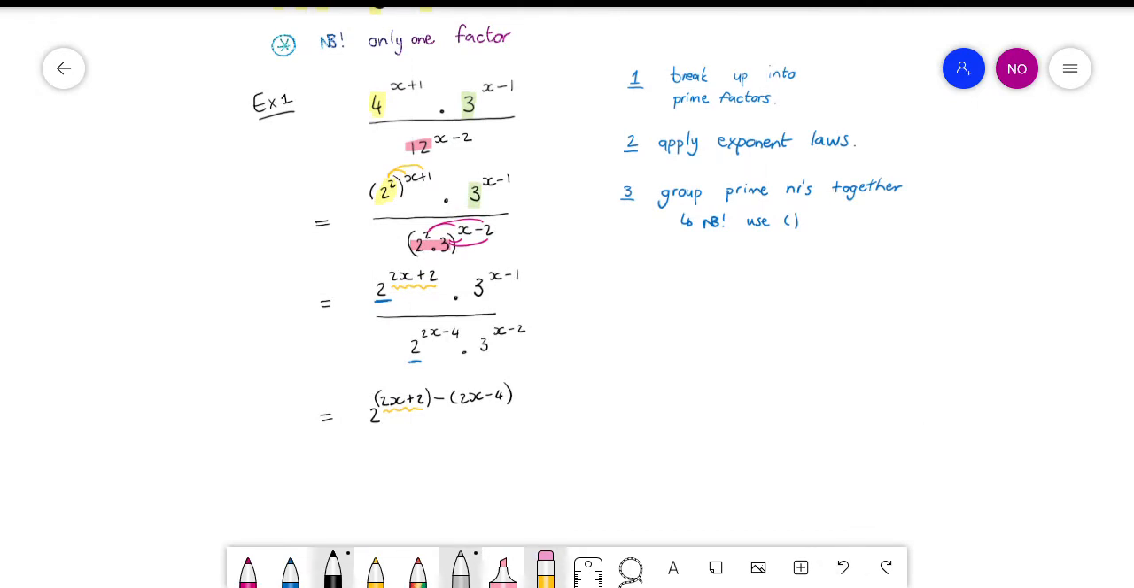Everyone okay up to there? Ek's nie bang nie, geen vraag tot daar nie. Okay.